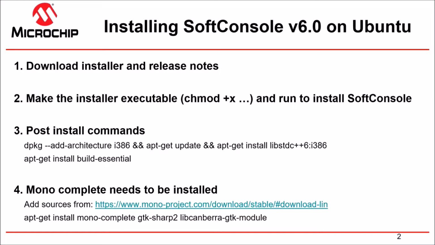The first is to download a copy of the installer and the release notes. Then you have to make the installer executable and run it to install SoftConsole. Once you've run the installer, there are several post-install commands that have to be run. And finally, sources for the mono-complete package need to be added, and then the mono-complete package needs to be installed.